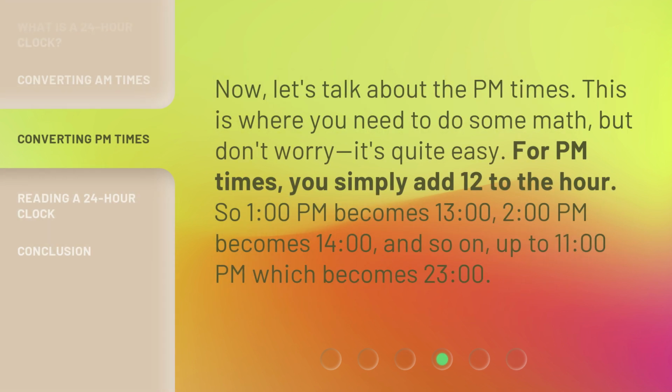Now, let's talk about the PM times. This is where you need to do some math, but don't worry. It's quite easy. For PM times, you simply add 12 to the hour. So 1 PM becomes 1300, 2 PM becomes 1400, and so on, up to 11 PM, which becomes 2300.